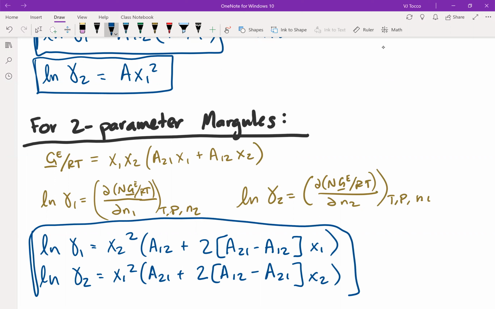All right, so finally we've got our expressions for ln of gamma 1 and gamma 2 derived. And I've shown you where they've come from. And now finally in the next video, which is the final one for today, we'll be actually using these to fit some experimental data.